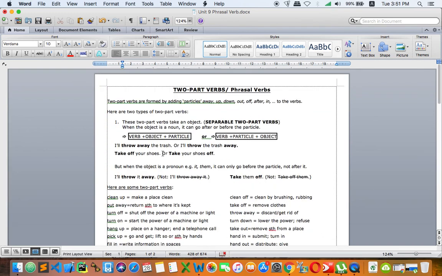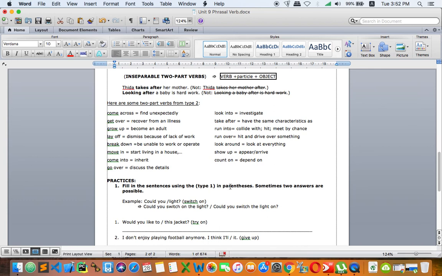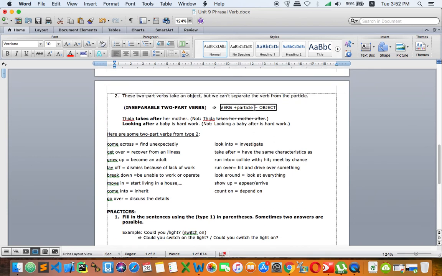However, with separable verbs, of course, we can say either way, but when the object is a pronoun, you can use only the form in between. You cannot say throw away it. You cannot use this form whenever the object is a pronoun. And when the object is a noun, like the trash or your shoes, of course you can use either way: in between or at the end. For inseparable, once again, we can only use the object at the end of the verb and the particle, so we cannot use it in between. That's what we call an inseparable phrasal verb.